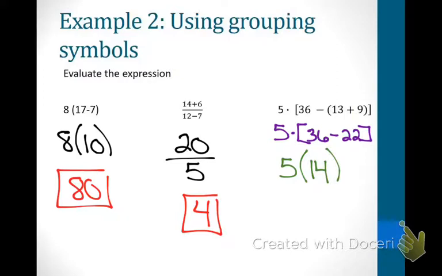Anybody think they know what's 5 times 14? 75. 70. 70.